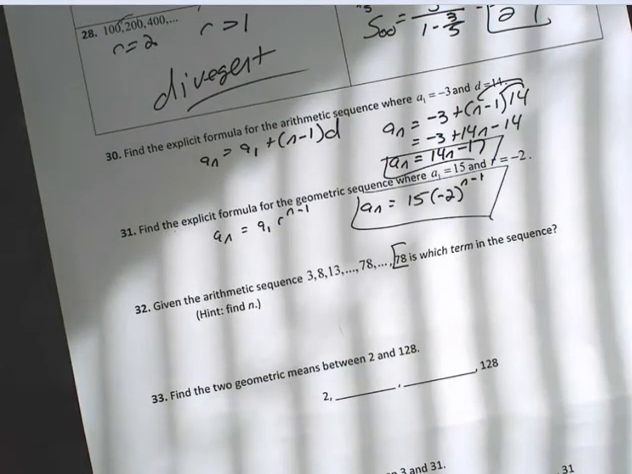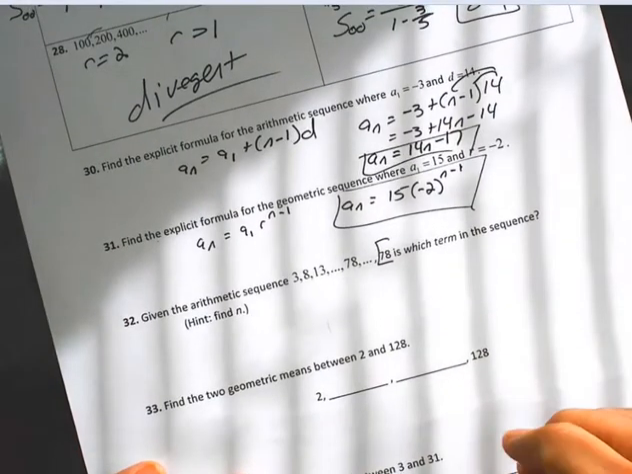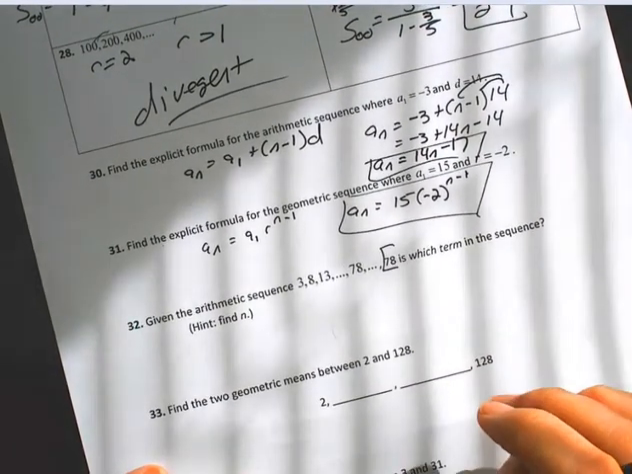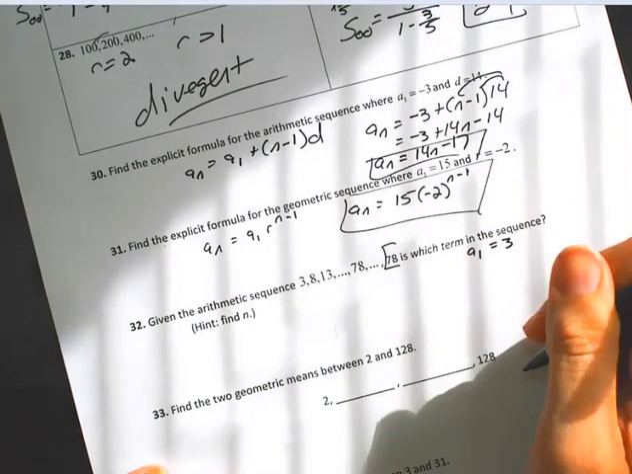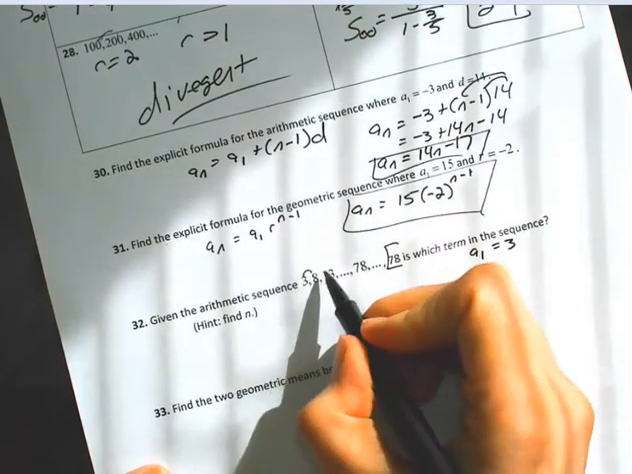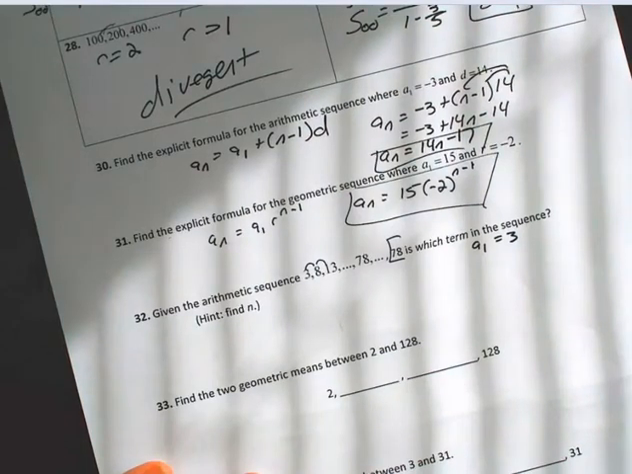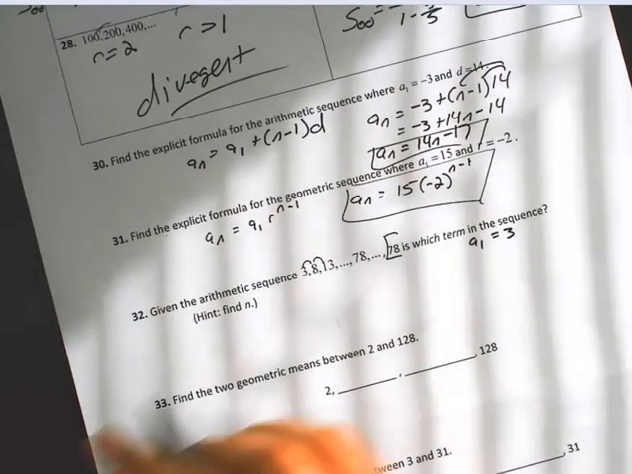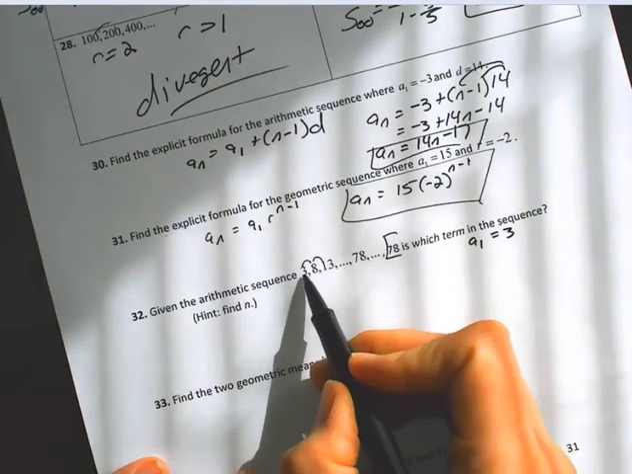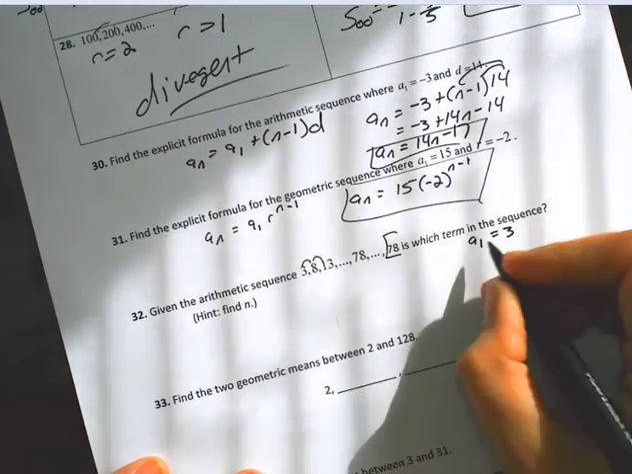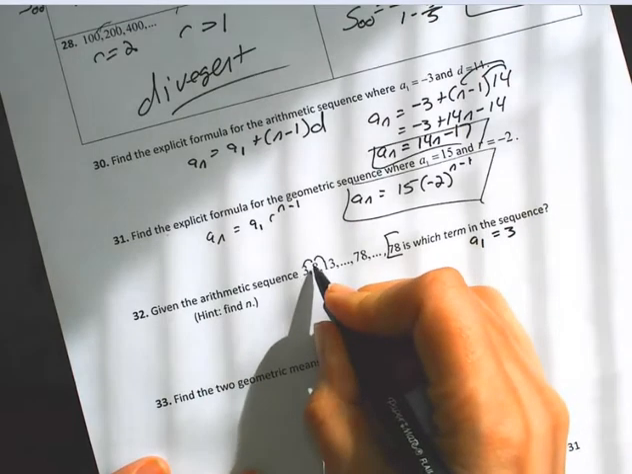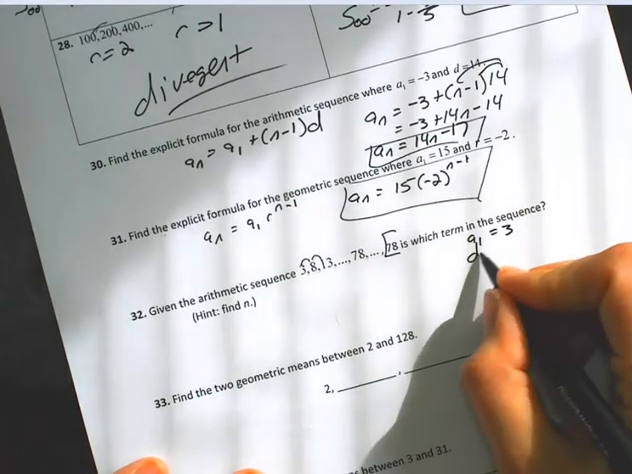Okay, so let's look at the stuff that we have. We know that a1 equals 3. I know I can find my common difference. So my common difference is going to be, what am I adding each time? It looks like I'm adding 5. So 3 plus 5 is 8. 8 plus 5 is 13. So my common difference is 5.